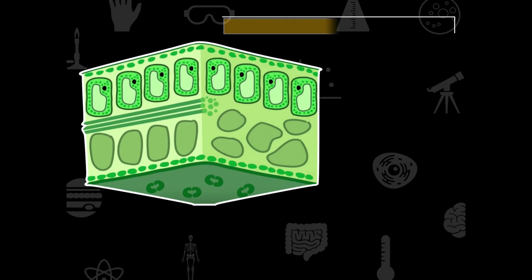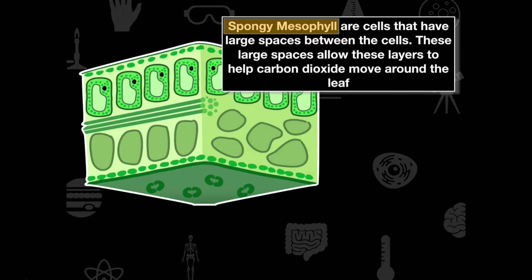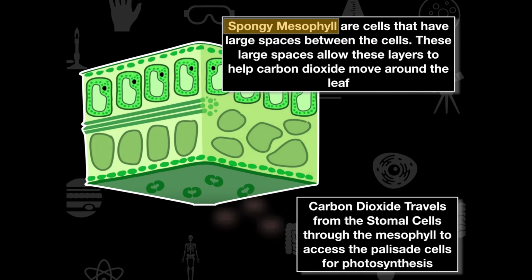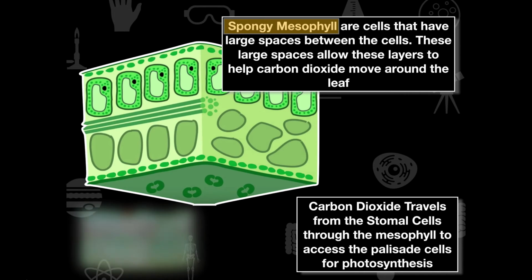Now, the next type of cell is going to be these spongy mesophyll cells. And these are cells with large spaces between all of these cells. So we're going to see them at the bottom. And the carbon dioxide is going to travel in between each of these spongy mesophyll cells to reach the palisade cells. That's the reason that they're so spread out: it creates space for the carbon dioxide to move as it comes in through the stomata.